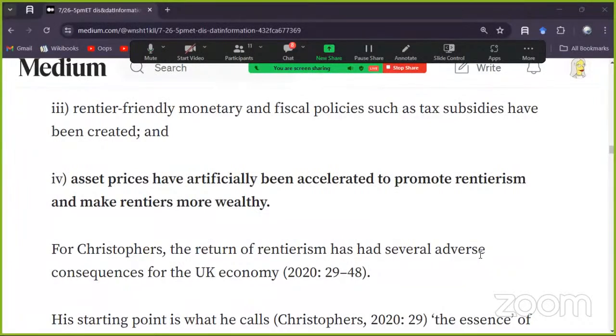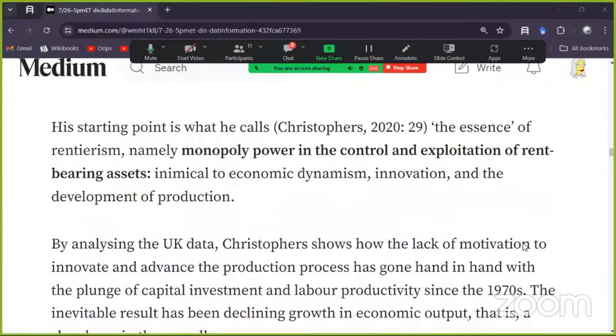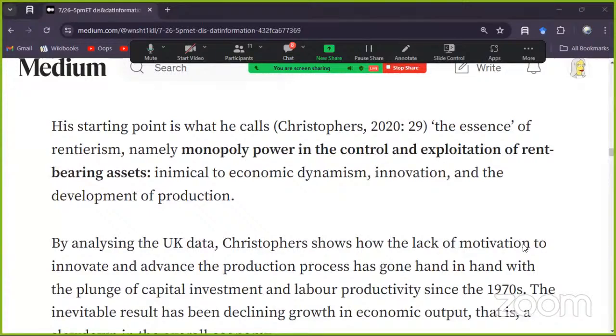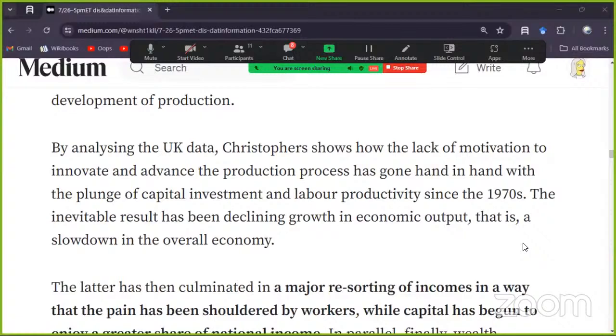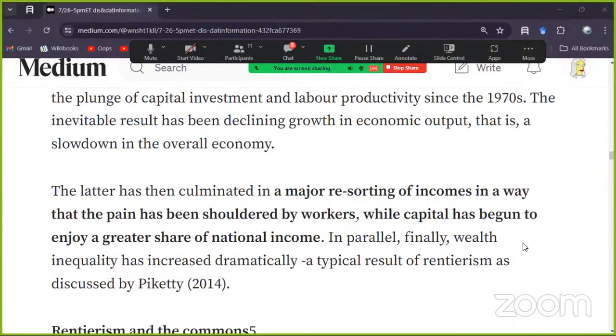For Christophers, the return of rentierism has had several adverse consequences for the British economy. The starting point is what he calls the essence of rentierism, namely monopoly power in the control and exploitation of rent-bearing assets, inimical to economic dynamism, innovation, and the development of production. By analyzing the UK data, Christophers shows how the lack of motivation to innovate and advance the production process has gone hand in hand with a plunge of capital investment and labor productivity since the 1970s. The inevitable result has been declining growth in economic output, that is, a slowdown in the overall economy. In other words, there are certain measures of growth that are problematic.